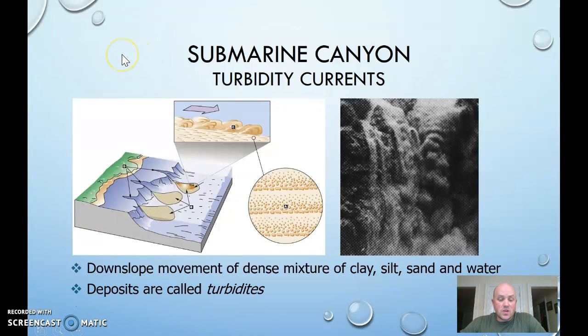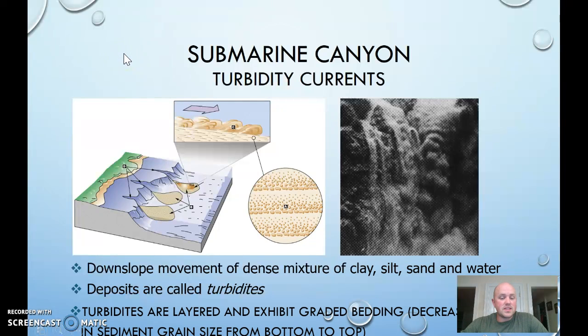The deposits are called turbidites. Turbidites are layered and exhibit graded bedding, which is a decrease in sediment grain size from the bottom to the top.